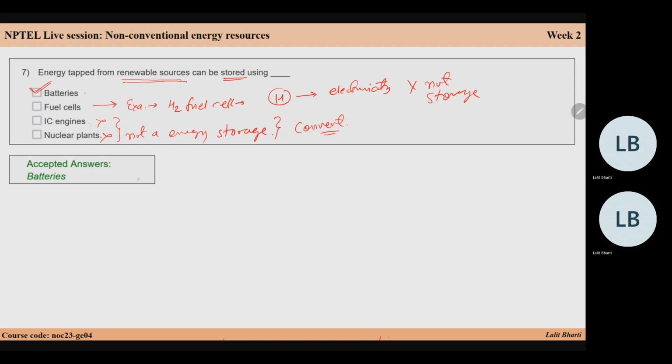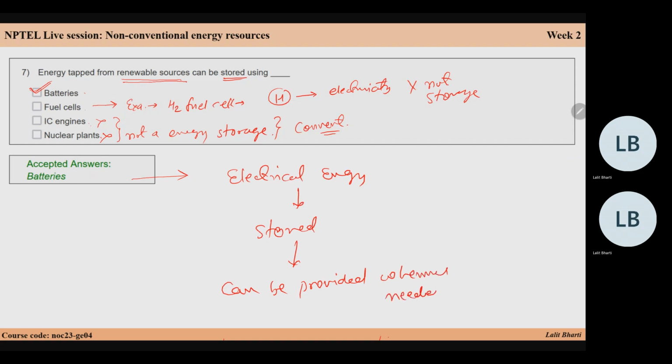So in batteries, basically the electrical energy gets stored, and it can be provided whenever needed. So the first option is correct.